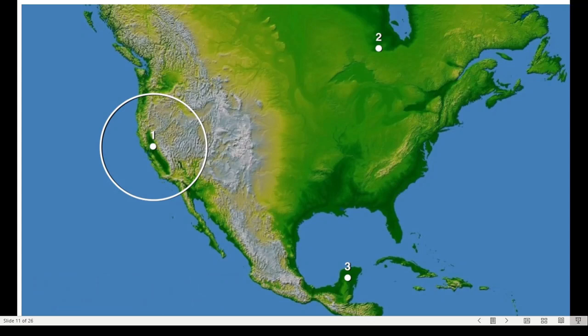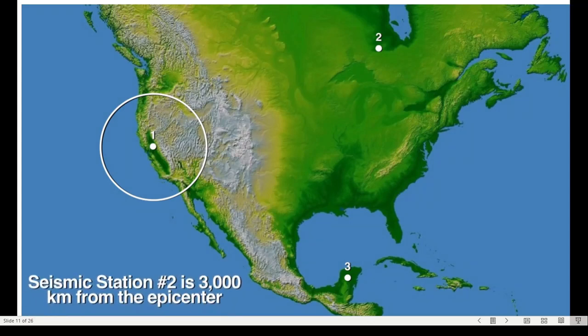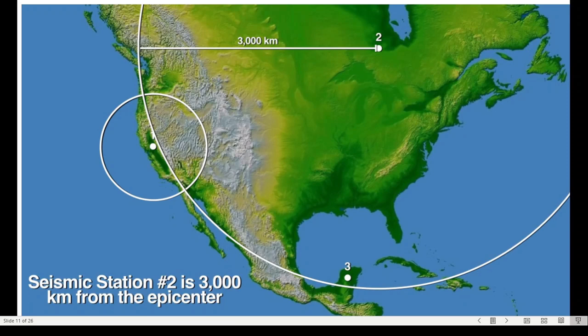So let's turn our attention to location 2. And say we did our math and we found that location 2 is 3,000 kilometers from the epicenter. Now again, it could be 3,000 kilometers in any direction. So we will draw a circle around point 2 with a radius of 3,000 kilometers. Now notice something. If you did this properly, your circles should intersect, most likely in 2 places.